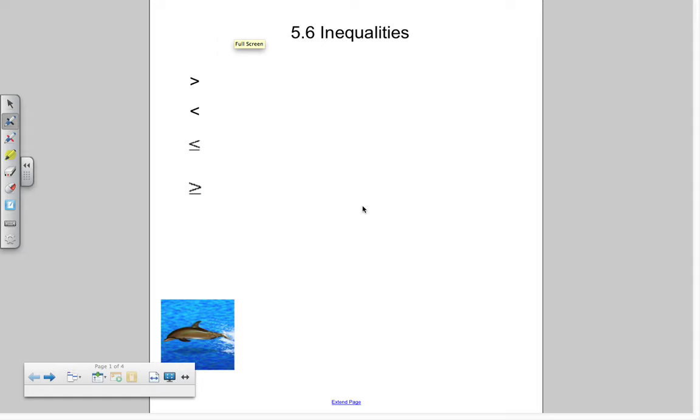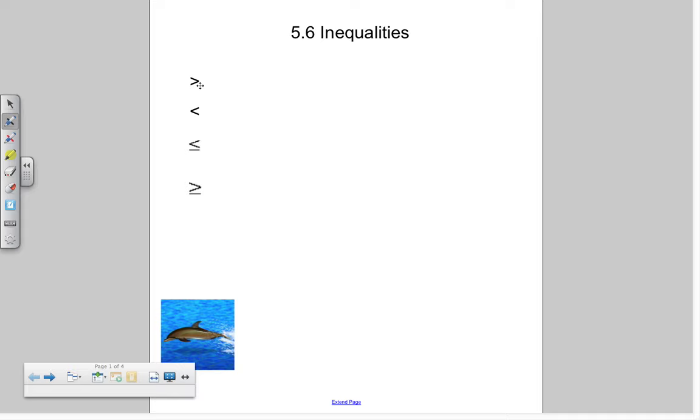Next lesson is on inequalities, 5.6. A little bit boring. We've got a little dolphin down here, however, one of my favorite animals. Inequalities are something that is not equal. If it was equalities, it would be things that were equal. This is something that is unequal.